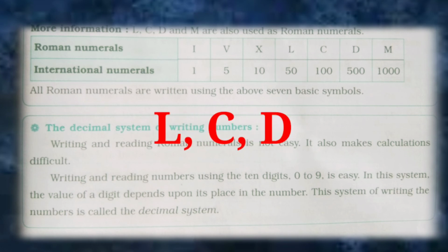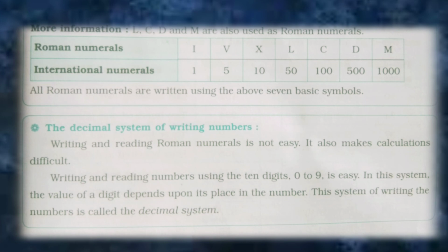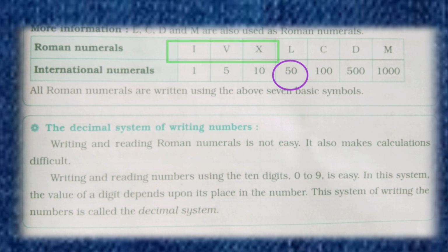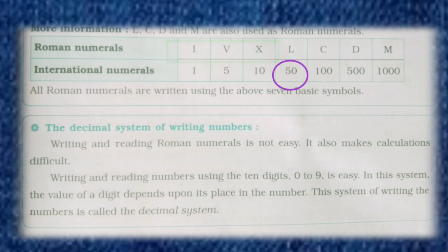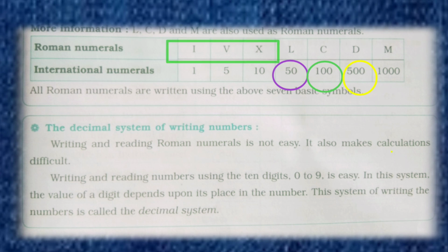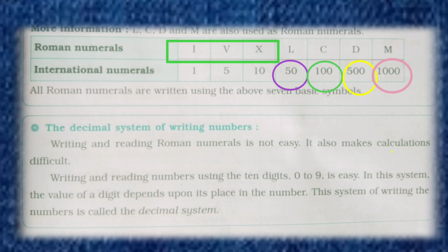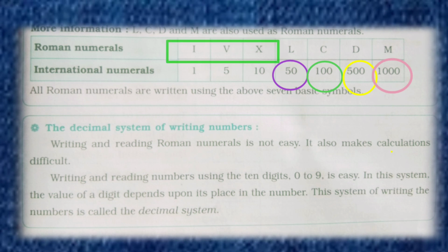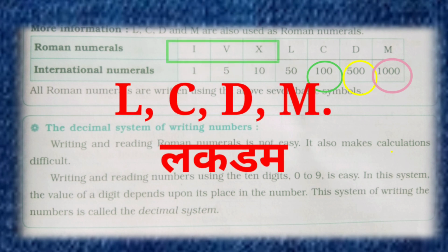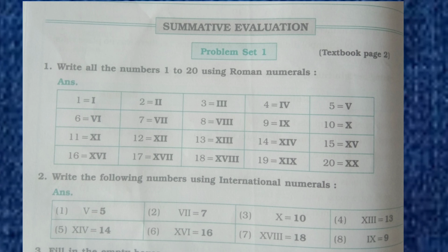L, C, D and M are also used as Roman numerals along with I, V and X. L represents the number 50, C represents 100, D represents 500 and M represents 1000. All these can be remembered in one word, that is LCDM. So, you must practice these. After that, you will solve the given examples.